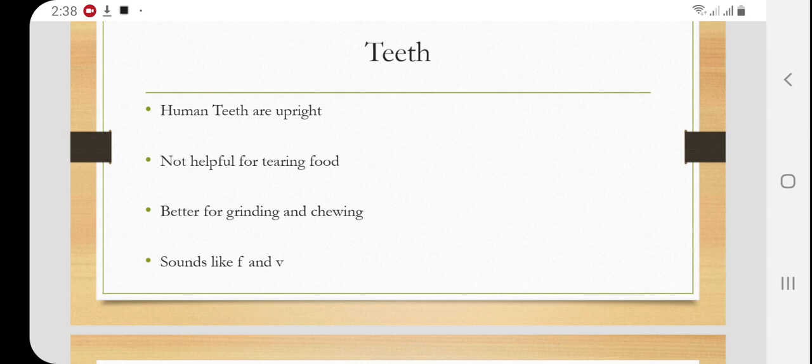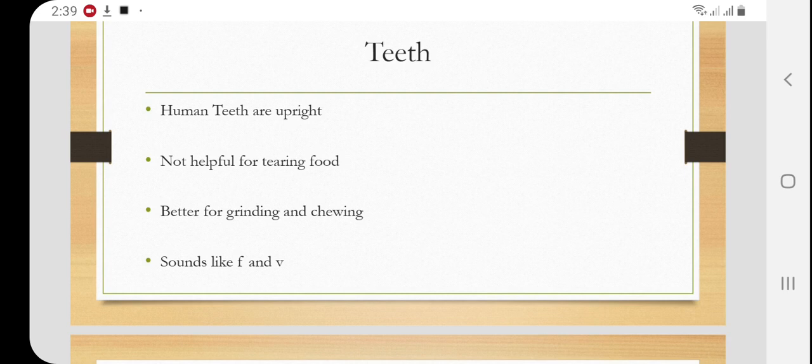We cannot swallow a piece of food as it is. We have to grind it into a powder form, then it can easily be swallowed by a human being. So our teeth help us to do it, but as far as other animals are concerned, they have their own abilities with their teeth. These teeth also produce specific sounds.